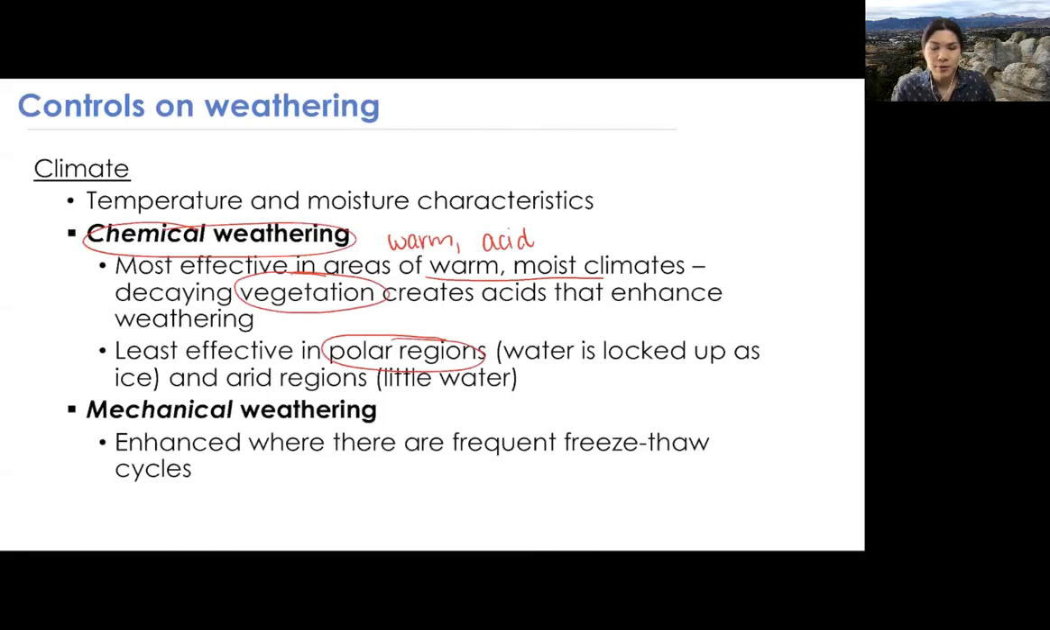Temperature and moisture are going to affect mechanical weathering. As we talked about earlier, freeze-thaw cycles are really important in mechanical weathering. And so areas where you have some moisture to get into the fractures within rocks, and areas where you have temperature swings large enough to get freeze-thaw cycles are going to be really conducive to mechanical weathering.